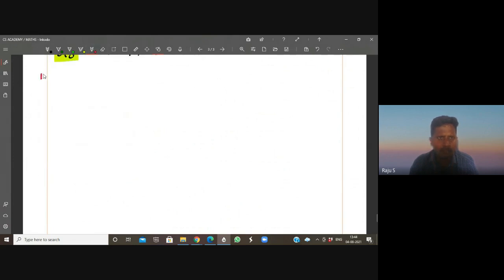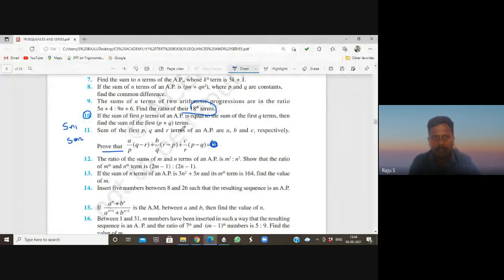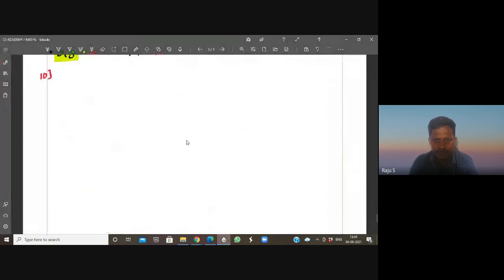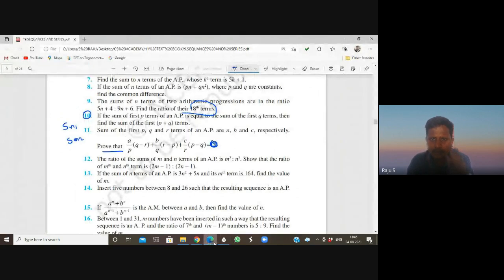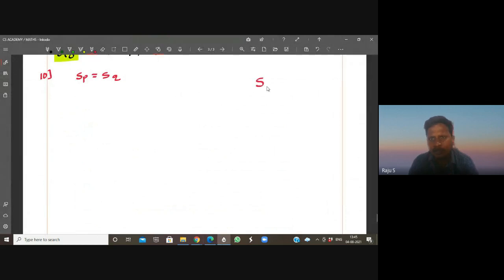Question number 10. The sum of the first P terms of an AP is equal to the sum of the first Q terms, that is, SP is equal to SQ. Then find the sum of the first P plus Q terms. So we need to find S of P plus Q.